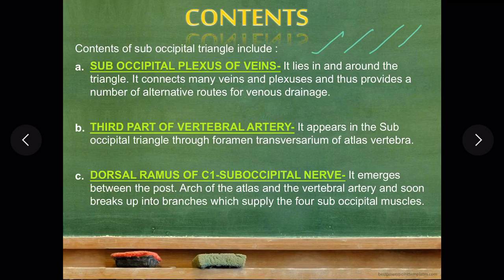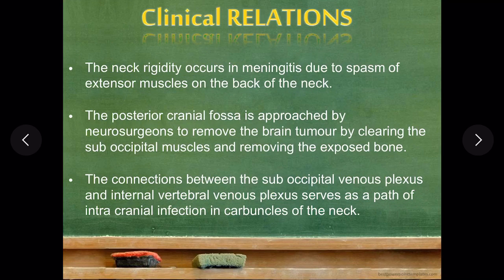Then the third part of the vertebral artery. Before entering the brain and supplying it, you can see this part of the vertebral artery when it exits through the foramen transversarium of the atlas vertebra. Then the dorsal ramus of C1, the suboccipital nerve. It emerges from the posterior arch of the atlas and the vertebral artery. Soon it breaks up into branches and supplies the muscles of the suboccipital region.